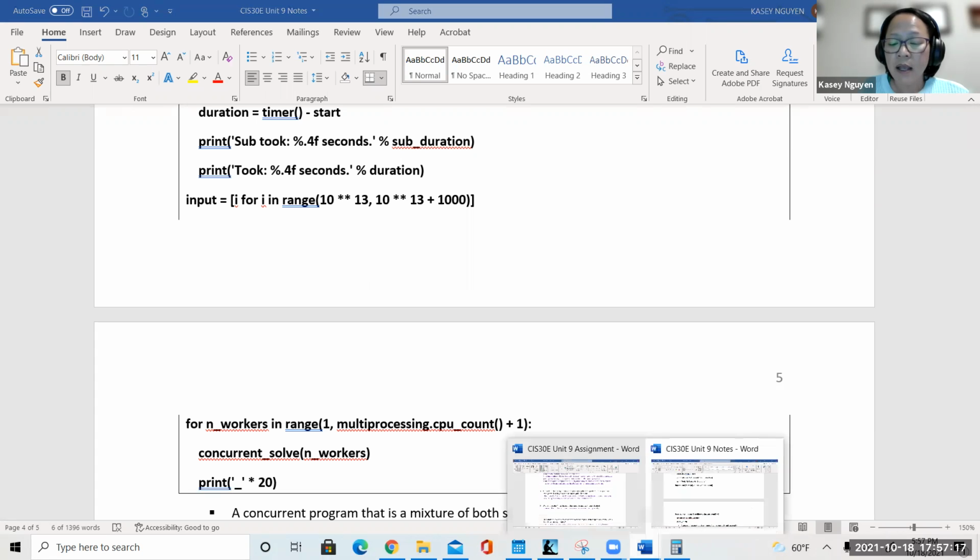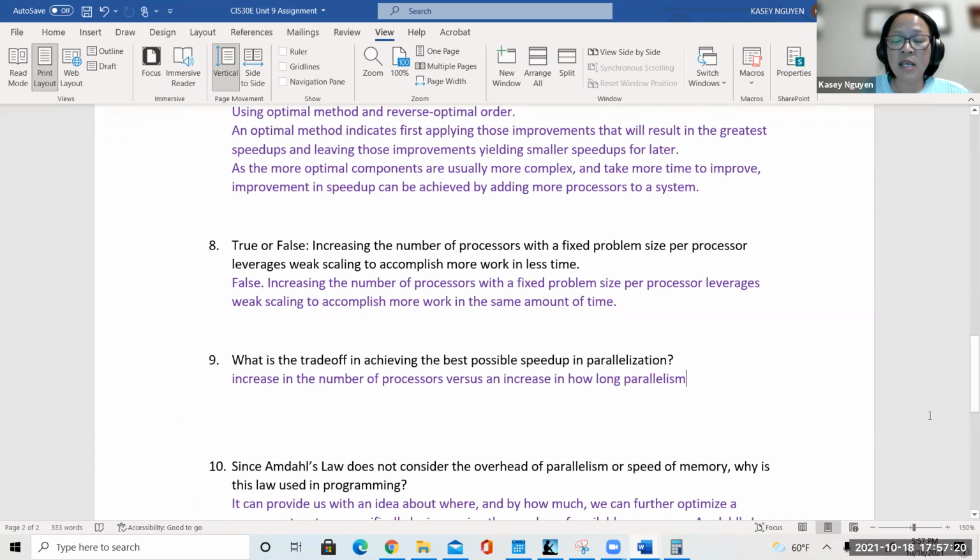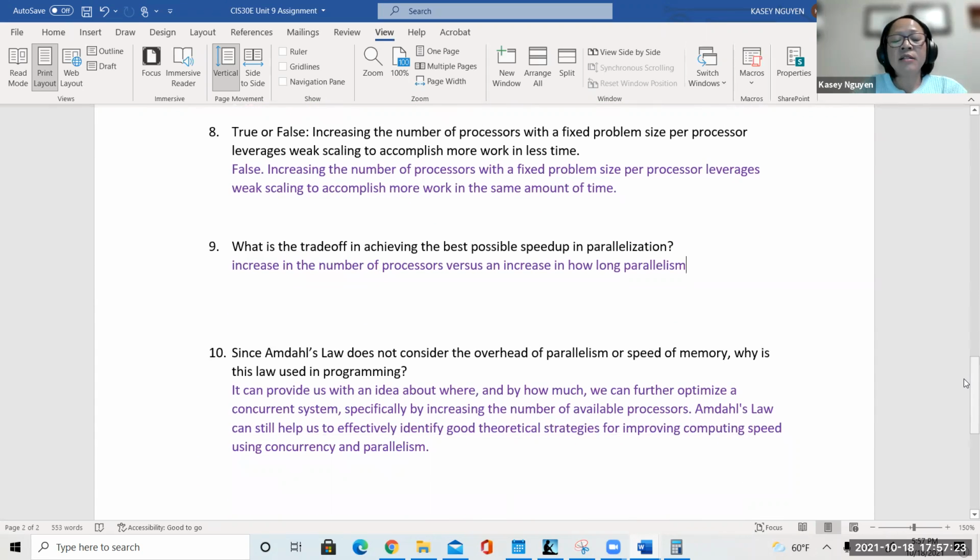Okay. All right. So last question, which is really easy, number 10. Since Amdahl's law does not consider the overhead of parallelism or speed of memory, why is this law used in programming, right? Remember, it is only an estimate. So what it does is give us the idea of where and how much we can further optimize a concurrent system by increasing the available processors. It helps us effectively identify good theoretical strategies in improving computing speed using concurrency and parallelism.